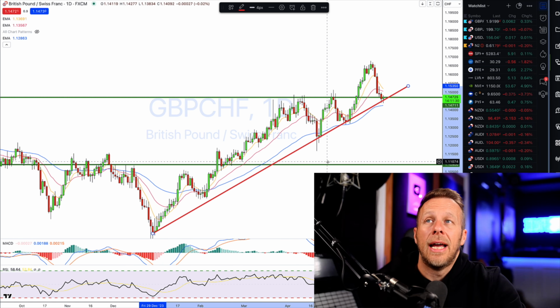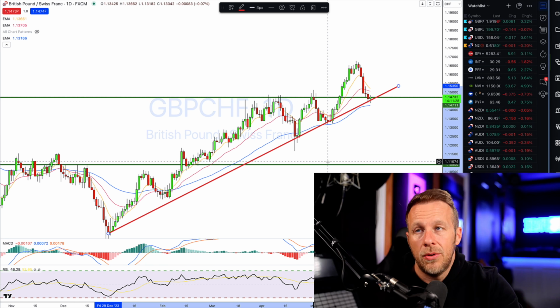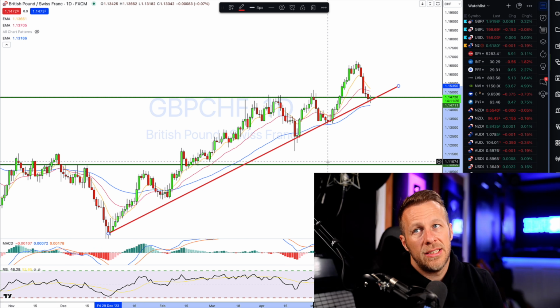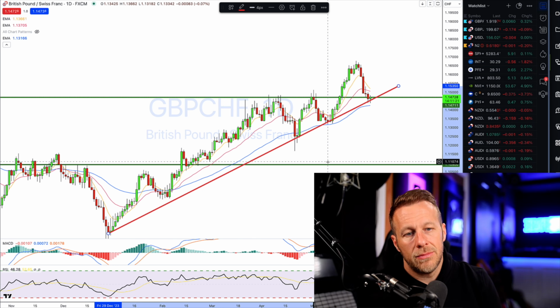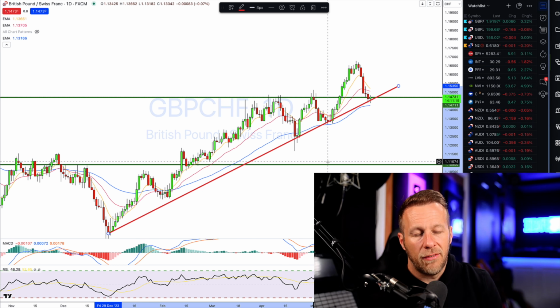The next thing you can look at is indicators. The reason we use indicators is for a couple of reasons. One, to add confluence and confirmation to the case for entry.